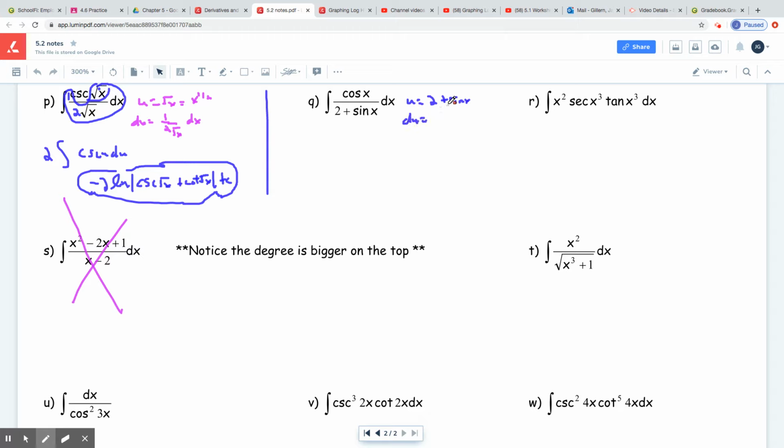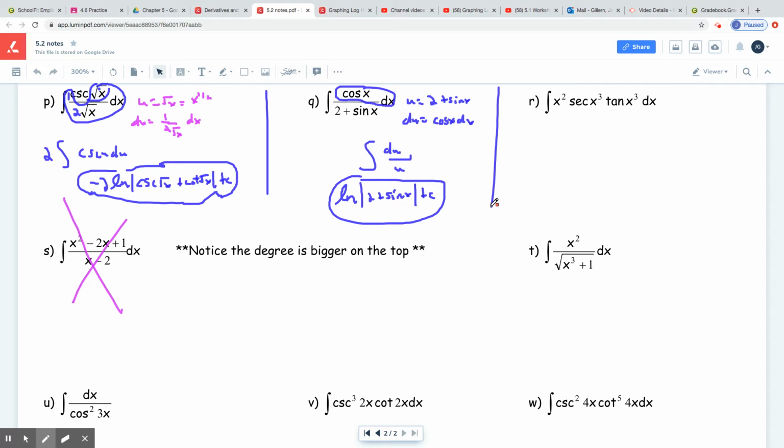What's the derivative of 2? It's 0. What's the derivative of sine? Cosine. So I get cosine x dx. Well, cosine x dx, that is all of that. That is my du. I don't have to add anything. Over u, so I have my du over u. What is du over u? It is the natural log of the absolute value of u, which was 2 plus sine x, plus c. And there's your answer.